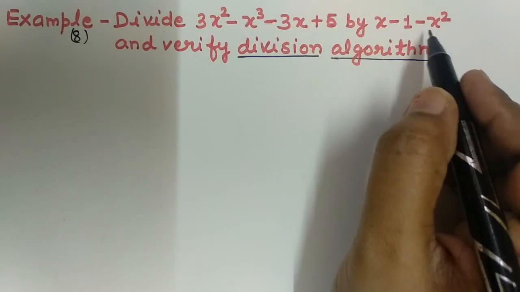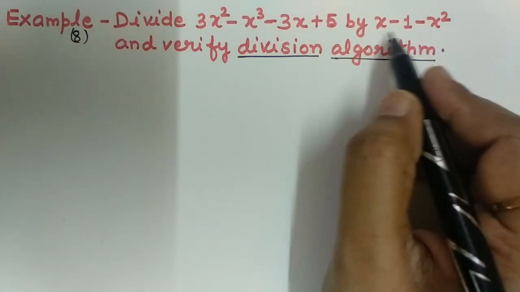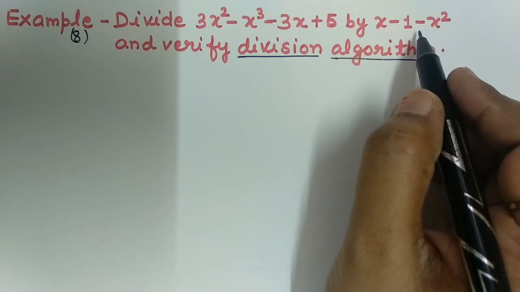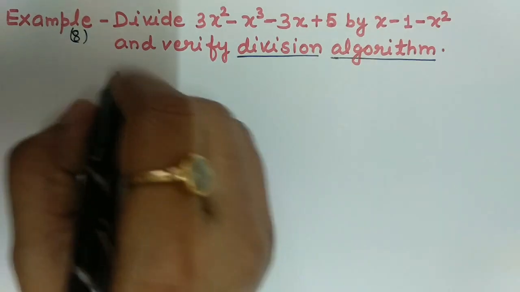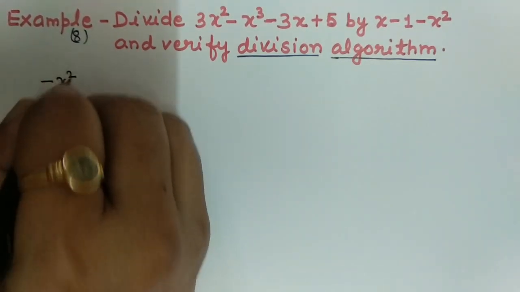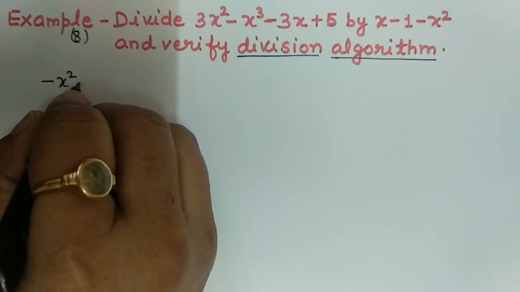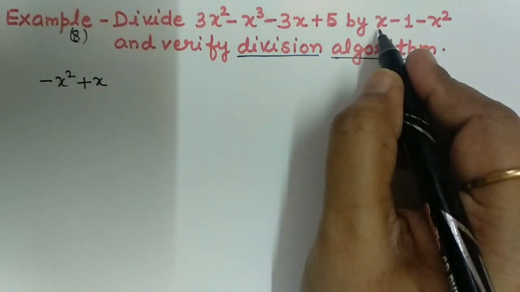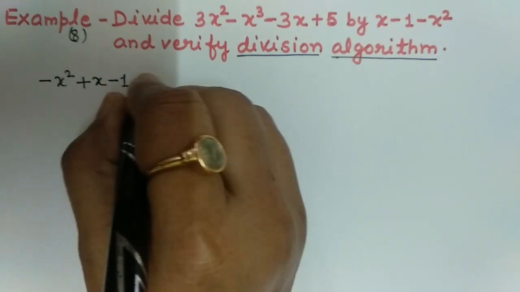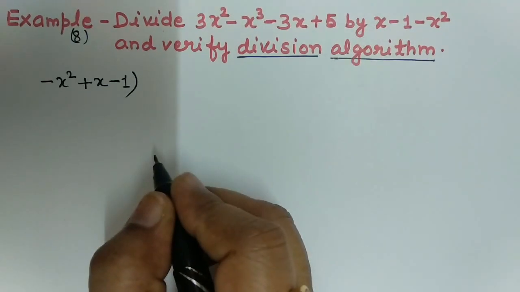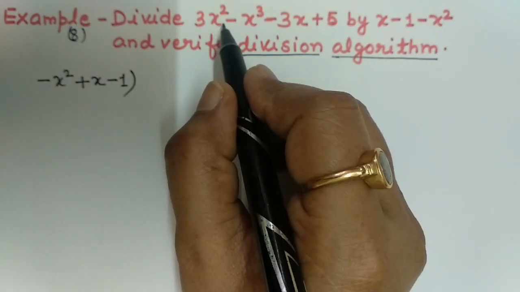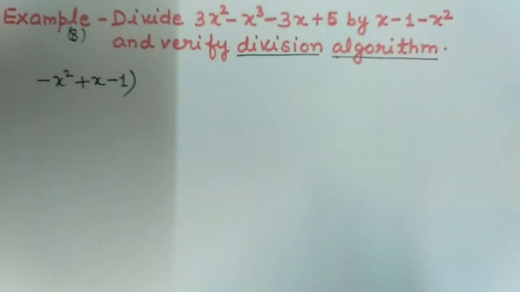So to divide, I will write this divisor in standard form. So what is the standard form? I will write minus x square, then plus x, because here x is plus, then minus 1. Okay. And then I will divide. So what is our dividend? जिसमें डिवाइड करना होता है, that is called dividend.